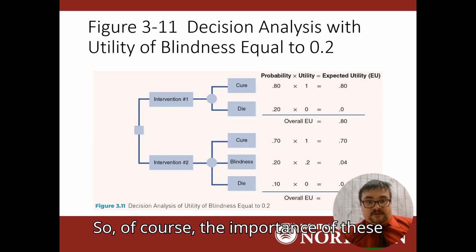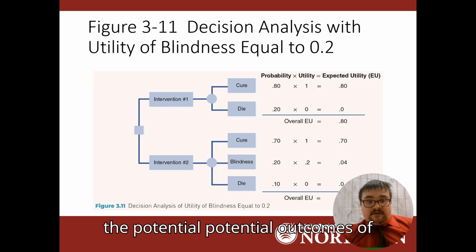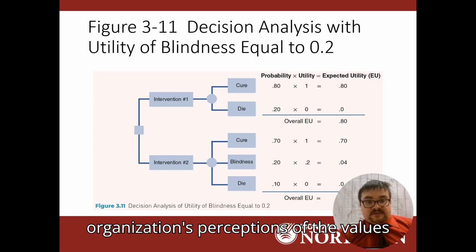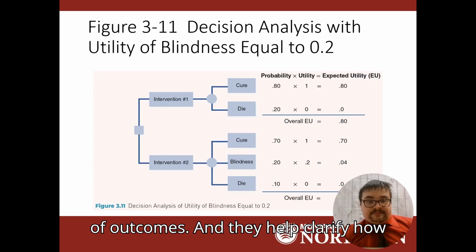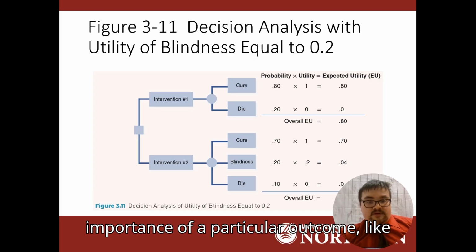So of course, that is the importance of these decision trees, because they become a crucial tool for presenting and comparing the potential outcomes of different interventions, taking into account the individual's or organization's perception of the values of outcomes. And they help clarify how decisions may differ based on how an individual views the severity or importance of a particular outcome, like blindness.